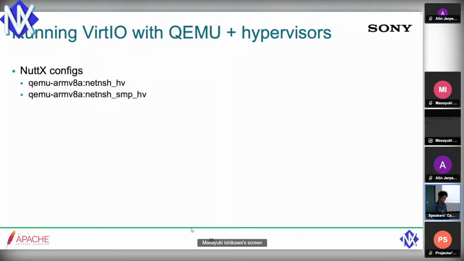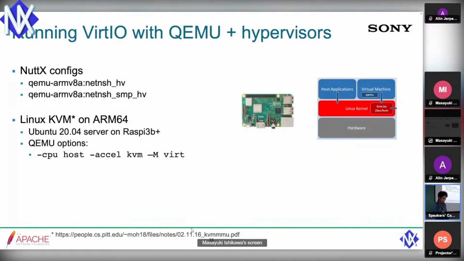compared to running QEMU in emulation mode. As for hypervisors, you can use Linux KVM and Apple Hypervisor framework. For example, I've been using Ubuntu 20.04 server on my Raspberry Pi 3B Plus. To run QEMU with KVM, you need to use the -enable-kvm QEMU option. Please note that we don't use virtualization and GIC version number parameters for machine options.